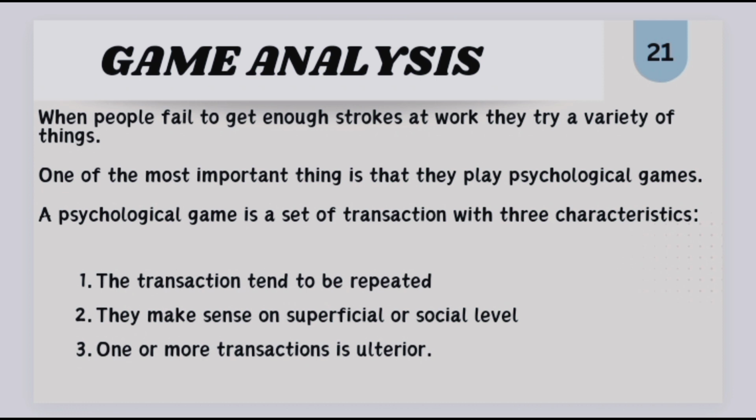The last one is game analysis. When people fail to get enough strokes at work, they try a variety of things. One of the most important things is that they play psychological games. A psychological game is a set of transactions with three characteristics. First one is transactions tend to be repeated. Second one is they may seem superficial or social on the surface level. Third one is one or more transactions is ulterior.